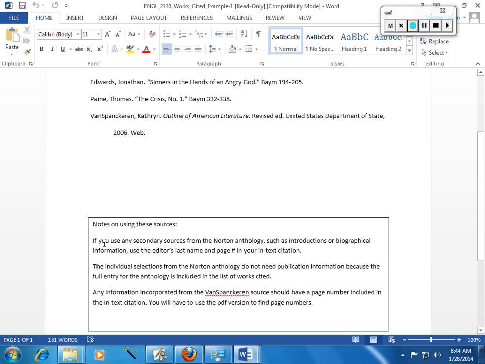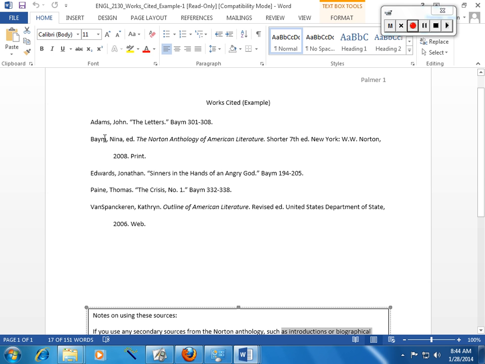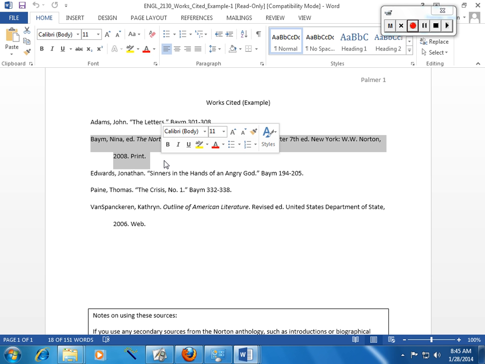At the bottom here, it's got some notes on using sources. If you use any secondary sources from the Norton Anthology, such as introductions or biographical information, use the editor's last name and page number in your in-text citation. Use BAM. Okay, use BAM, and then you're in good shape. BAM 306. Okay, because you already have a works cited entry for BAM. All right, so if you use the biographical information for Anne Bradstreet, which appears on page X, you would put the direct quotation you use from the secondary source, parentheses BAM 106.